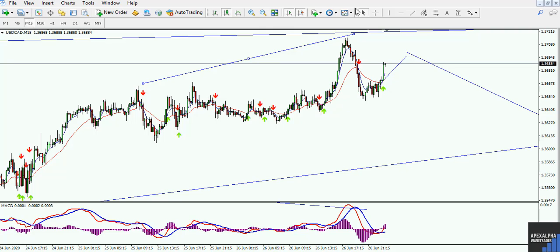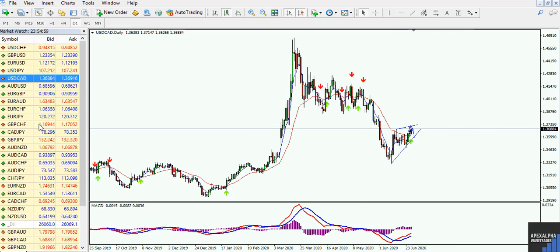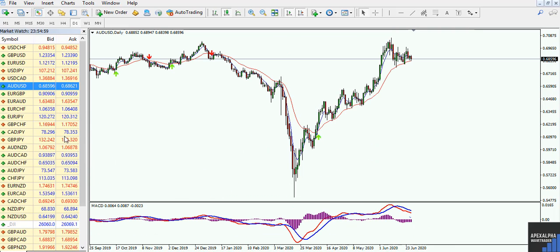So guys, this is what I'm seeing for the USD CAD. Wait for a break of this trend line and possibly go short. All right, just engage in proper technical analysis and you should be fine. Now let's have a look at AUDUSD.